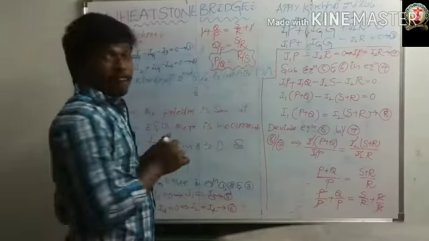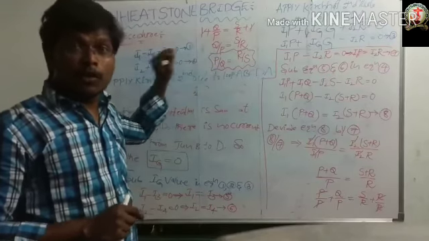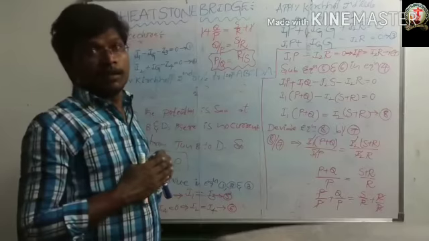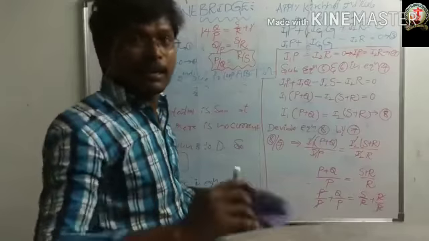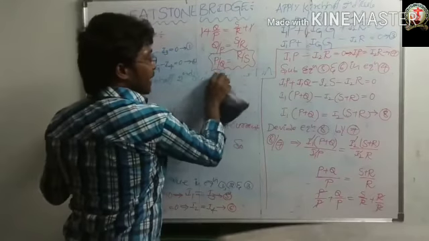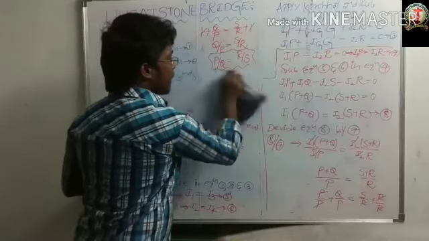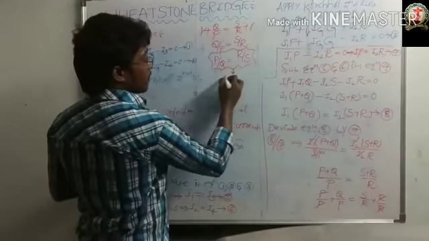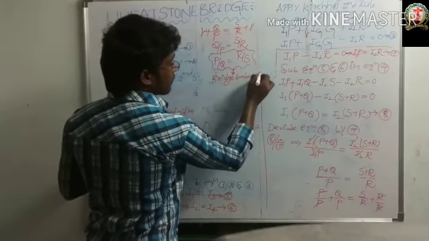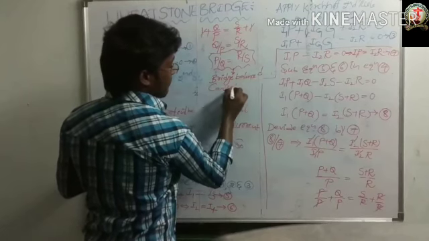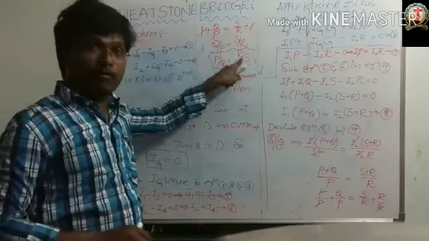This is the final expression of the Wheatstone bridge. We should call this the bridge balanced condition. P by Q is equal to R by S is the bridge balanced condition. Remember that name? Bridge balanced condition. This is the final expression of the Wheatstone bridge: P by Q is equal to R by S.